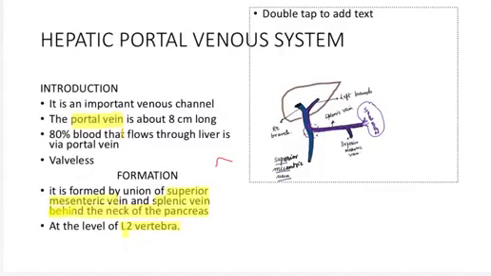Now, what is a portal vein? It is a very important venous channel. It contains venous blood, which is very clear. The portal vein is about 8 centimeters long. 80% of the blood that flows through the liver is via the portal vein. That is, 80% of the blood supply to the liver is via the portal vein. It is a valveless vein.